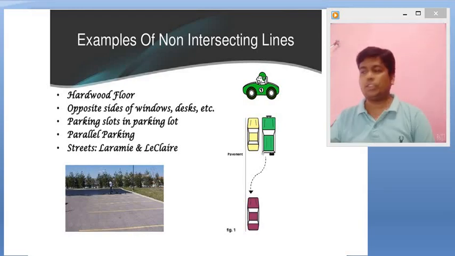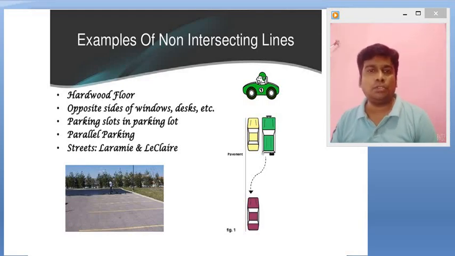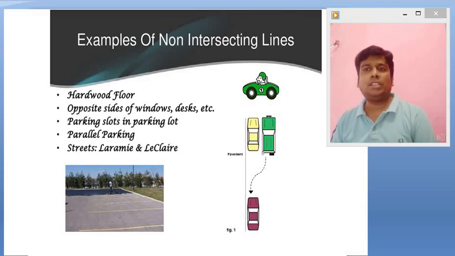Okay, let us proceed, students. Next are examples of some non-intersecting lines which we see in our daily life. Hardwood floor, the floor at the opposite ends are non-intersecting. Opposite sides of windows, desk, doors of our homes. Parking slot in parking lot, parallel parking, street. All these are some examples which show non-intersecting lines.